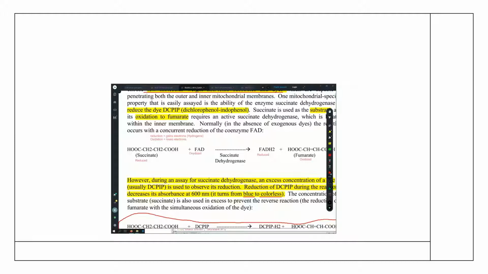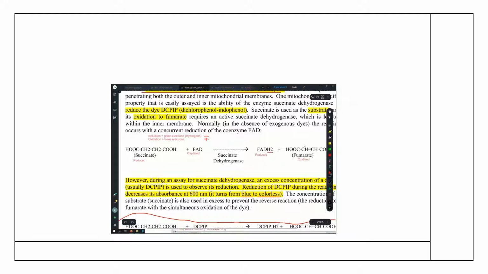Reduction is when something gains electrons, and remember, electrons are negative. Oxidation is when something loses electrons and becomes more positive. With these types of reactions, the hydrogens are the ones that carry the electrons. So if we start with succinate, we need to know if this is the reduced or the oxidized version. And then fumarate, we also need to find out if it's the reduced or the oxidized version.